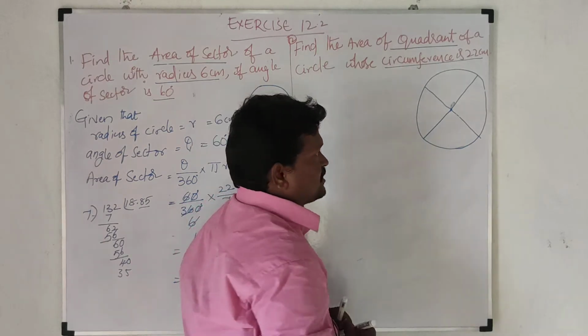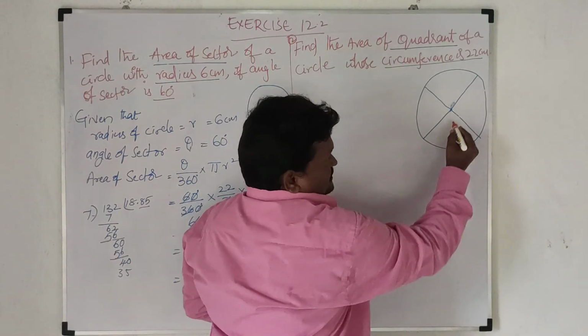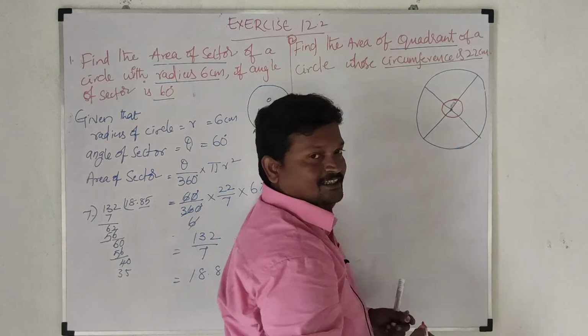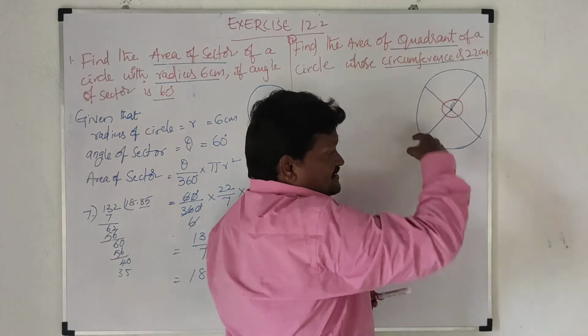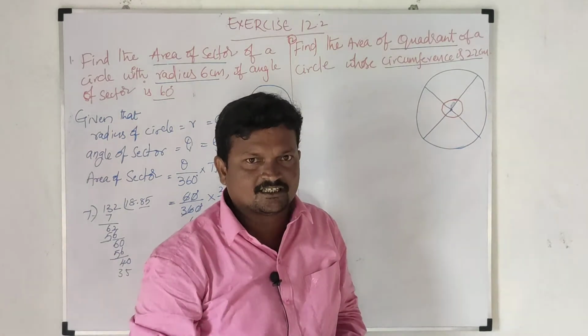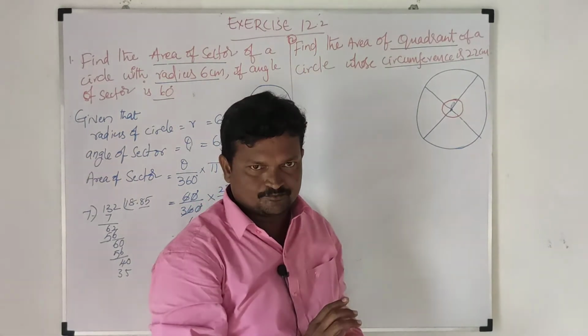Divided into 4 equal parts. What is the angle at the center of the circle? The angle at the center of the circle is 360 degrees. This 360 degrees will also be divided into 4 equal parts, meaning 90, 90, 90, 90.